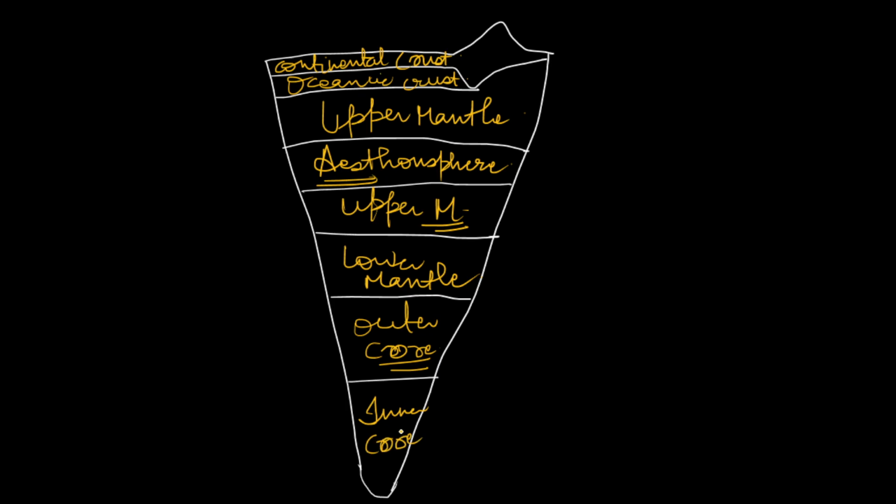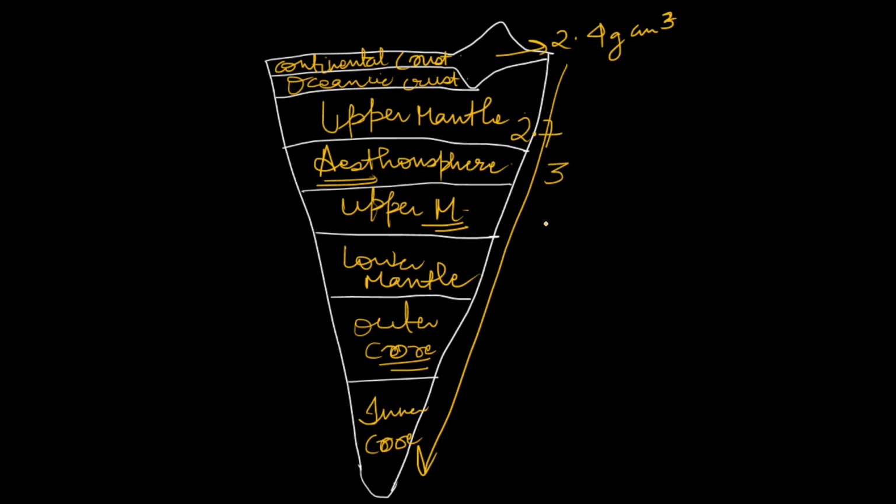Inner core. So these are the layers of Earth. Now, when you go down, you will find that the densities are also changing. Here, the density will be around 2.4 gram per centimeter cube, but as you go down you will find that the density of upper mantle is around 2.7 gram per centimeter cube. If you go more down you will find that the density of asthenosphere is around 3 gram per centimeter cube.